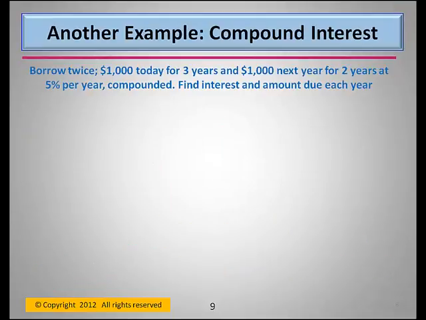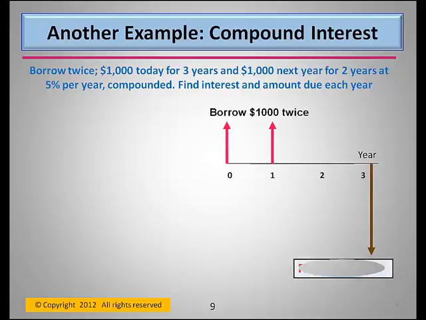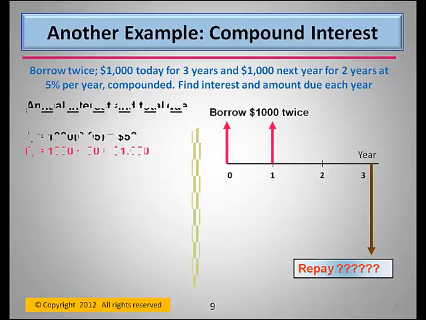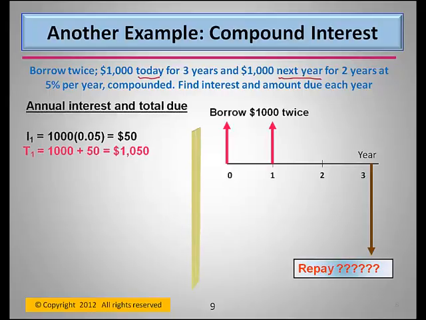Here is a second example of compound interest, but it includes more than one loan amount. Assume $1,000 is borrowed today and a second $1,000 is borrowed next year. The total amount plus 5% compound interest is due after 3 years. Here's the cash flow diagram. Repayment will occur in year 3. The interest and total due for year 1 are the same as before. That is $50 for interest and $1,050 as the amount due but not paid at this time.